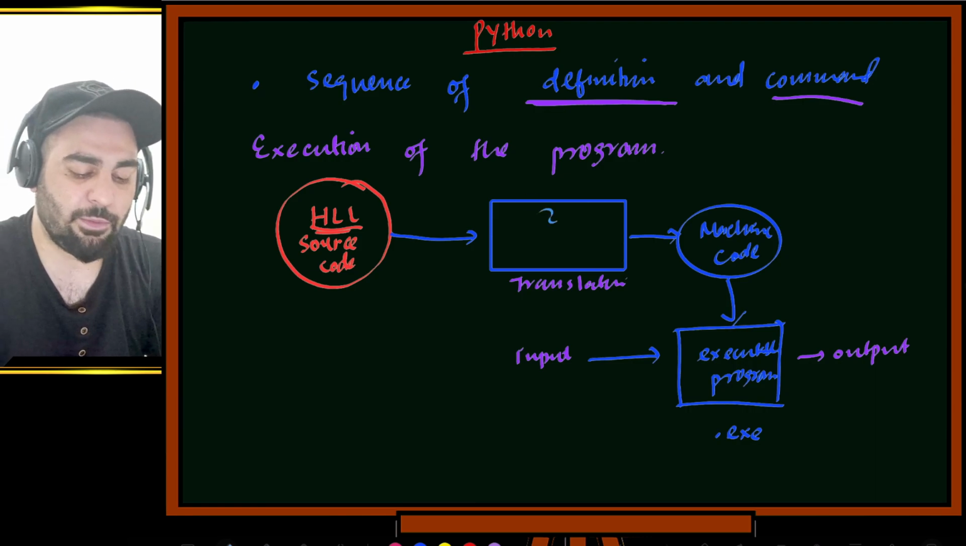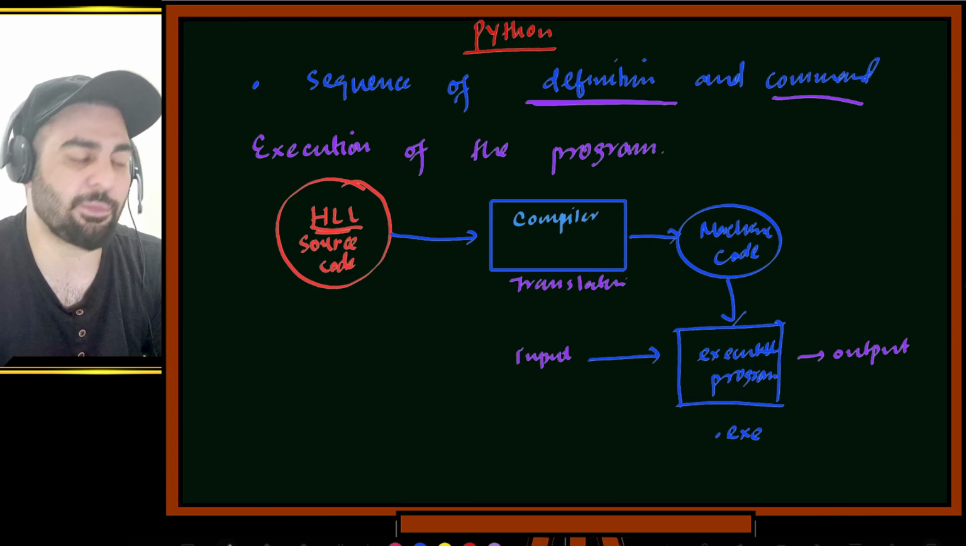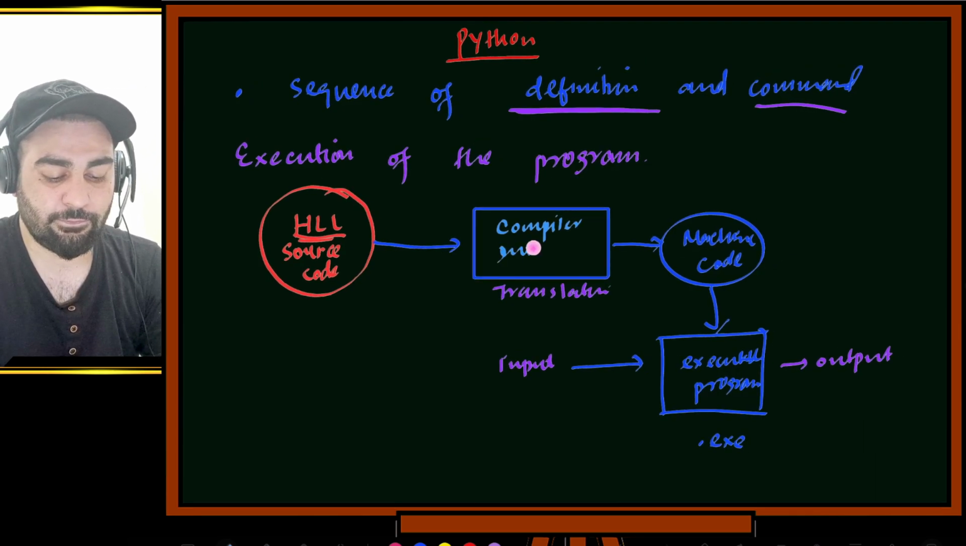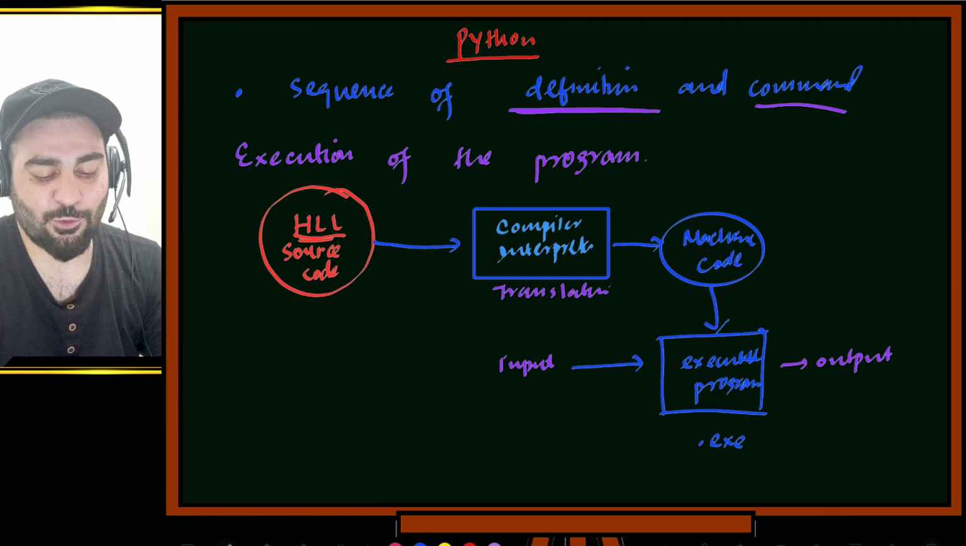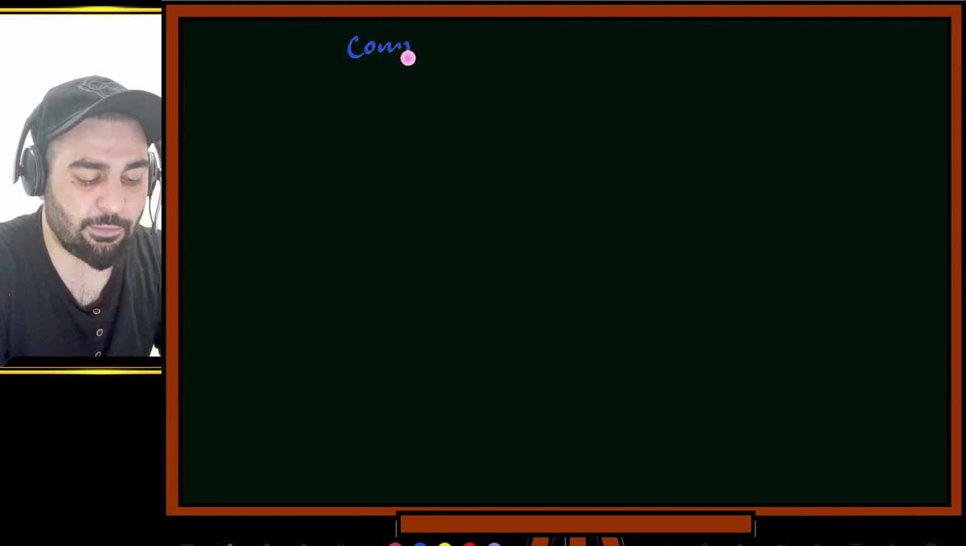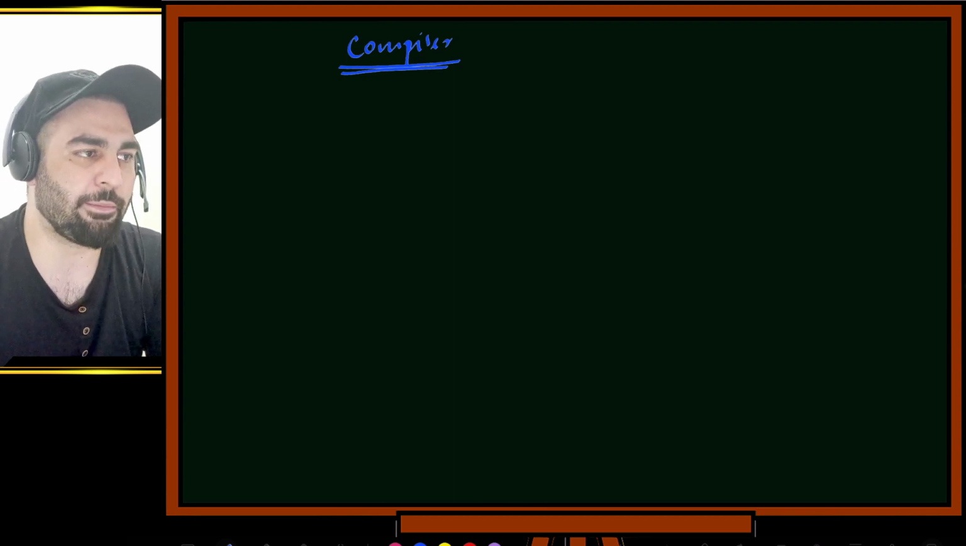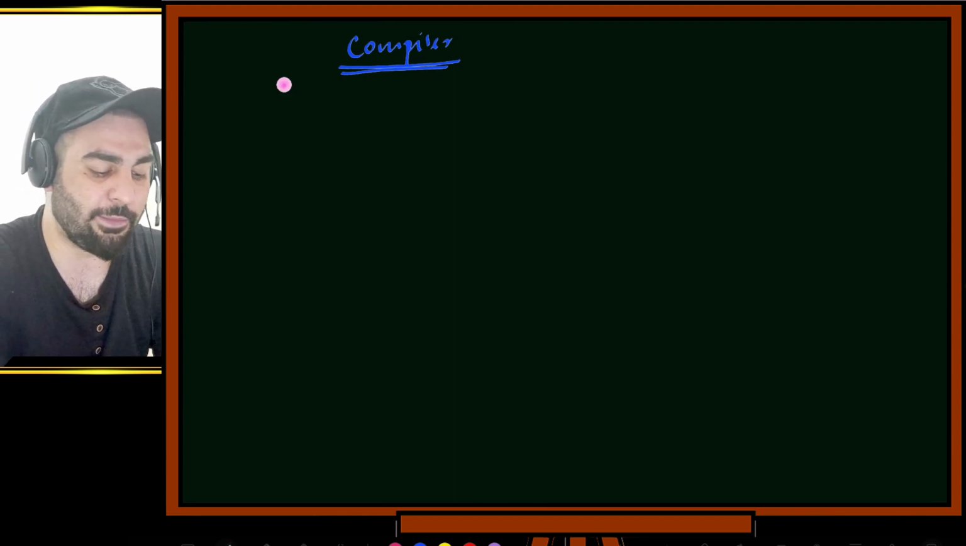Usually languages either use a compiler or they use an interpreter, or they use both, like Python. So what is a compiler? Let's have a brief discussion about what a compiler is, so that we'll complete the picture. A compiler is nothing, it's again a program. It's a complex program, not a simple program.